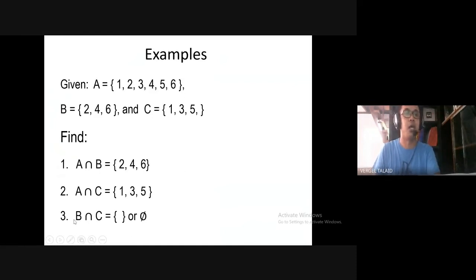How about the intersection of B and C, the common elements of B and C? Since we don't have common elements for B and C, we simply write the empty or null set, meaning there is no common element. So that is what we call the intersection of two sets. We just simply get the common elements.